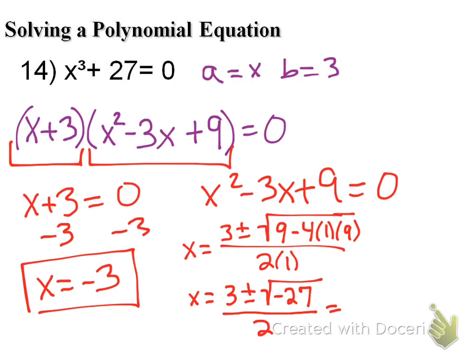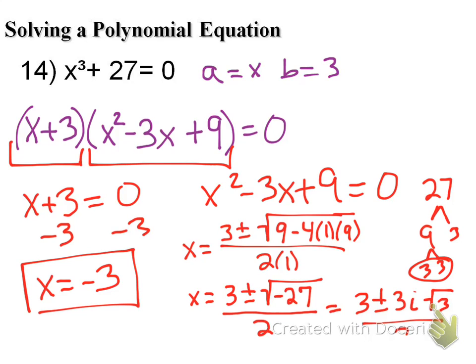So I know I'll have an i in there somewhere. I can do a factor tree for 27. That's 9 and 3, 3 and 3. So I'll have 3 plus or minus 3i square root 3 over 2. That gives me 2 solutions. Over here gives me 1. So 1, 2, 3. My largest exponent was a 3, so I'm good.